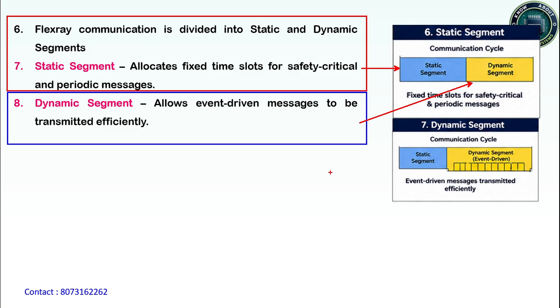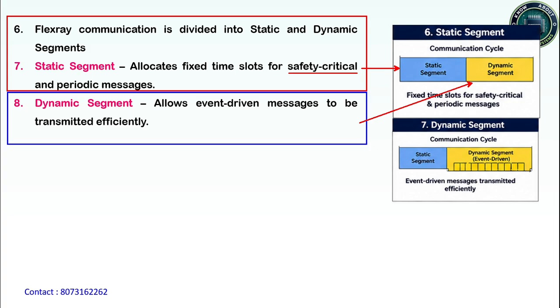ECU will transmit different messages periodically. Those messages are going to be safety critical information. In most applications, safety critical messages need to be transmitted timely, maybe every 10 millisecond, every 20 millisecond, or every 50 millisecond. That is called the static segment.